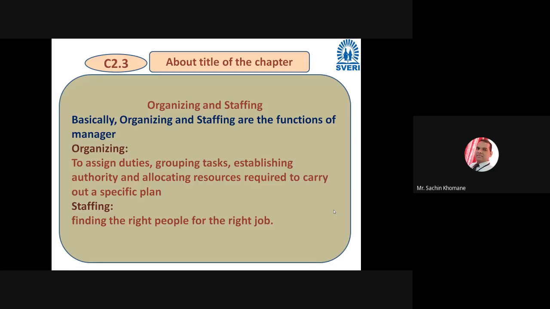Allocating resources means if you need computers, machinery, tools, raw material, such resources are allocated to that particular leader or particular group. And for what purpose is it done? For carrying out the specific plan. So this activity is organizing.